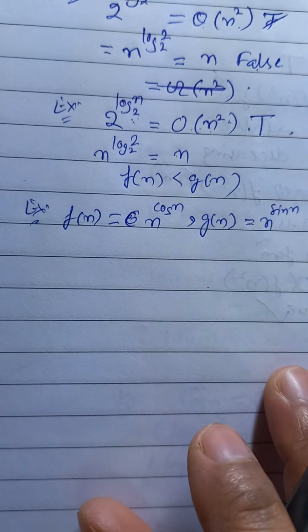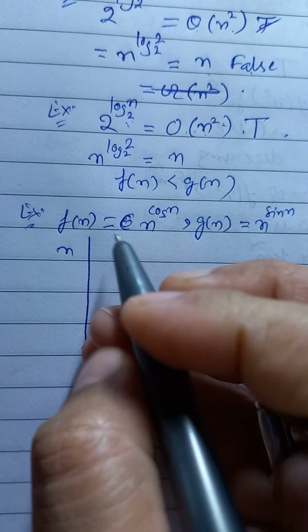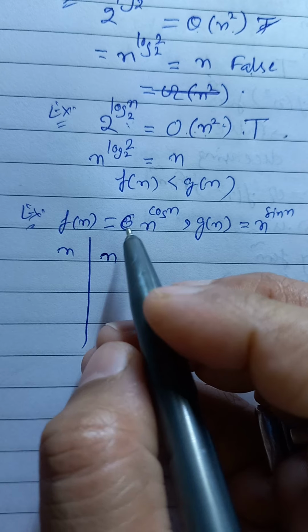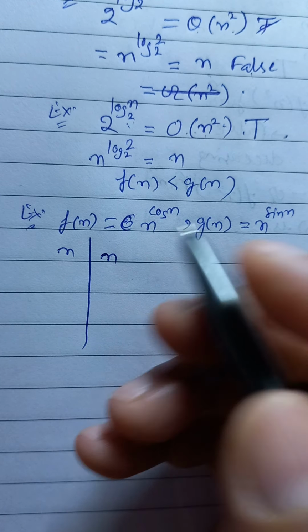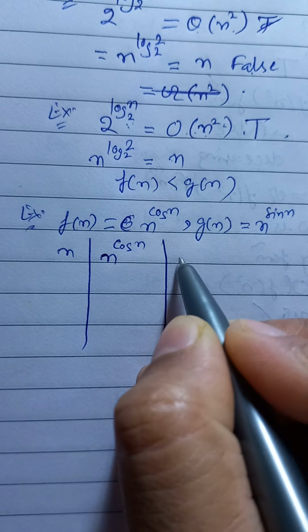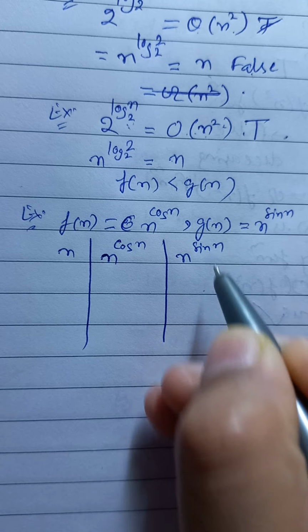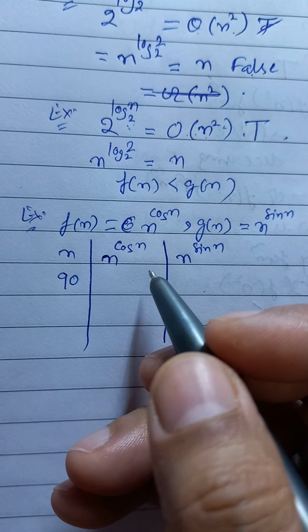What do we need to do? We are going to make a table with the values of n. As I have said earlier also, if there is no option, then we take values of n, and by putting in the n values we cross-check what the relation between them is. So n cos n and n sin n. Suppose we take n as 90 because of cos.